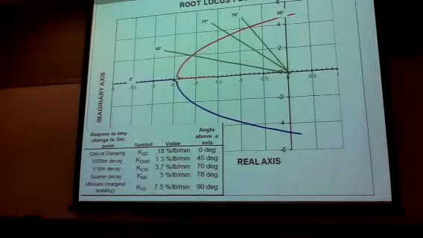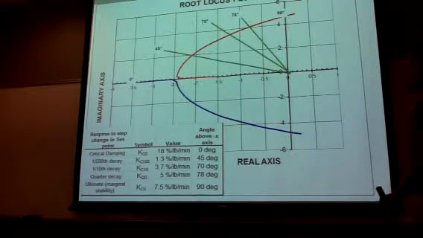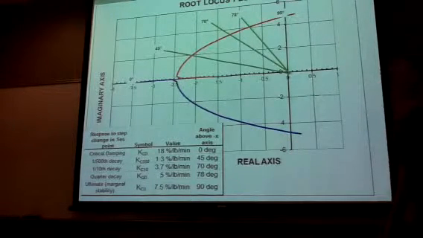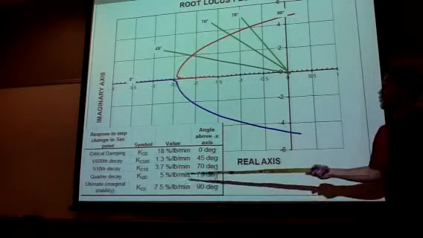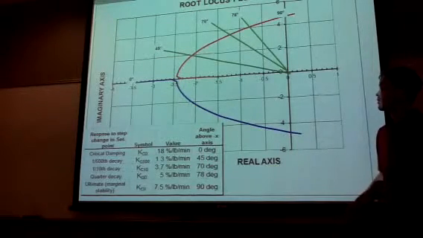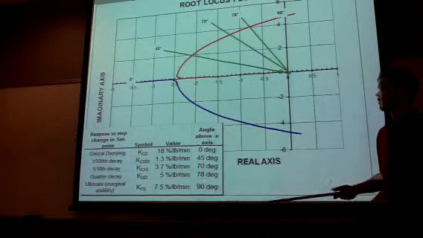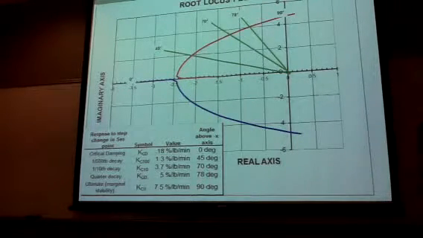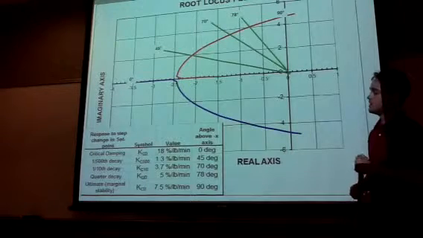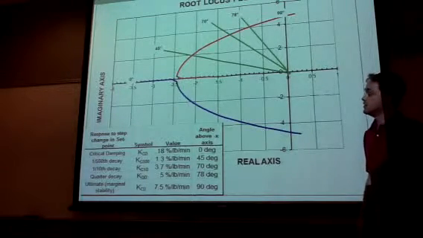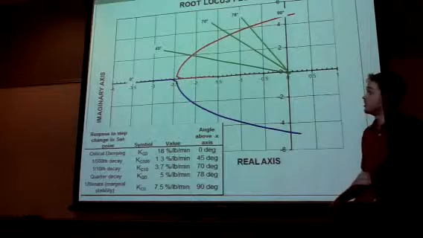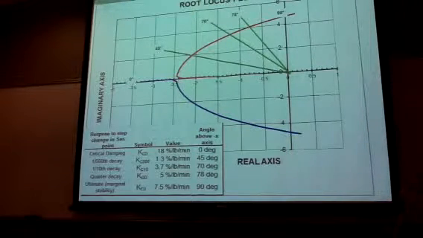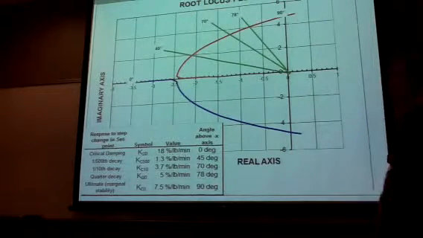Our root locus plot for 70 to 85%. Our critical damping is 0.18% for 0 degrees. Our 1/500th decay is 1.3% pound per minute. Our 1/10 decay is 3.7%. Our quarter decay is 5%. And our ultimate is 7.5%.